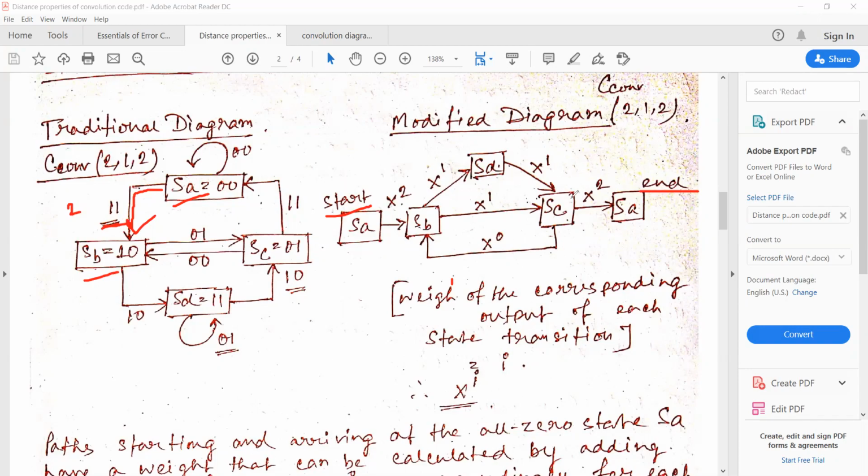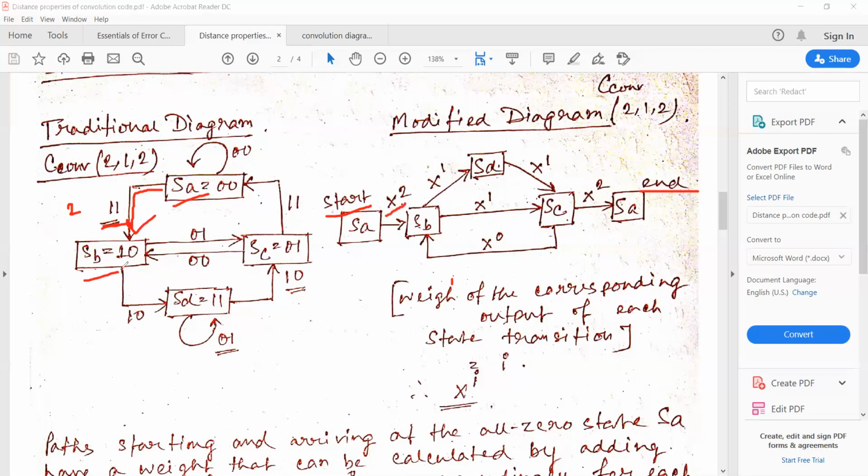So all possible paths I'm considering start from the all 0 state, which is SA, and end at the all 0 state, which is SA. So in between, what are the possible paths starting from SA? I'm starting from SA, so I'm going to SB. This is my output and this is my weight. The weight of this output is 2, so I'm writing x to the power 2.